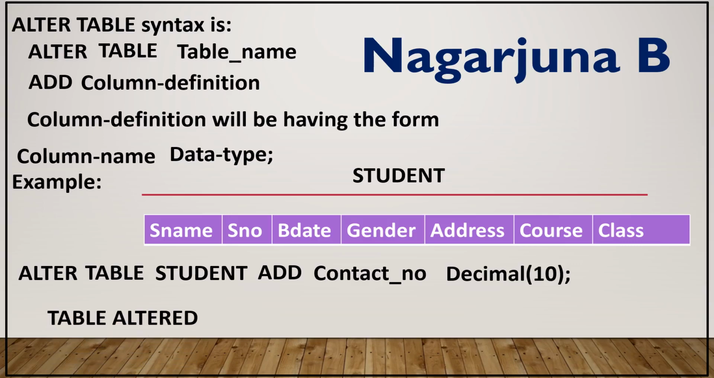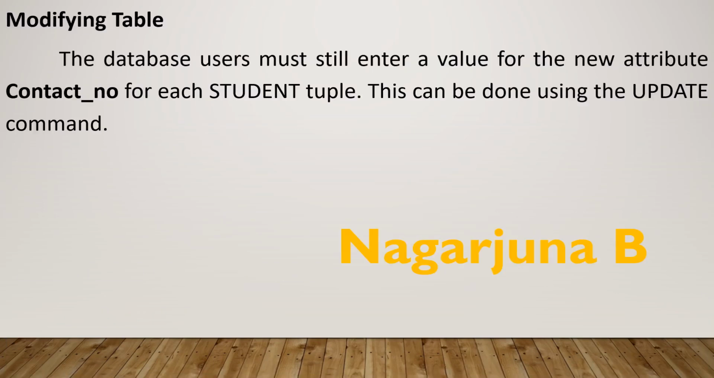So it is the command which we use for the purpose of adding a column or adding an attribute to a relation. Now after adding the attribute to the table student, which attribute have we added? We have added a new attribute, contact number. It is contact underscore NO. For this particular attribute the value will be null.